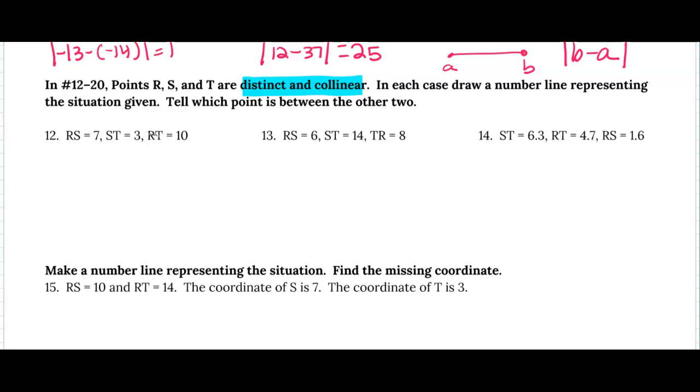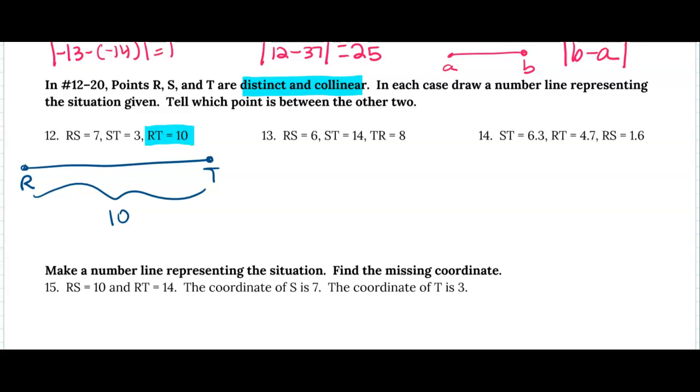One trick is to say, okay, RT is definitely the biggest segment here. And 10 is bigger than 7 and 3. So that means that RT is the entire segment. And that length is 10.